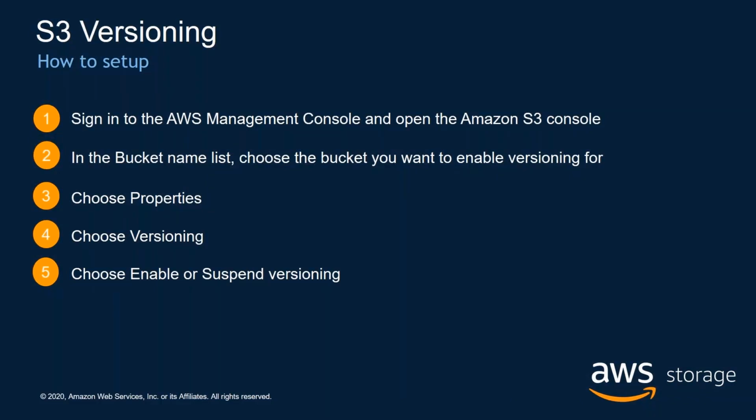S3 versioning is as easy to set up as going into the Management Console and opening up the S3 console. You choose the particular bucket you want to enable versioning for, go to the Properties tab, choose versioning, and then you can enable or suspend versioning from that screen.